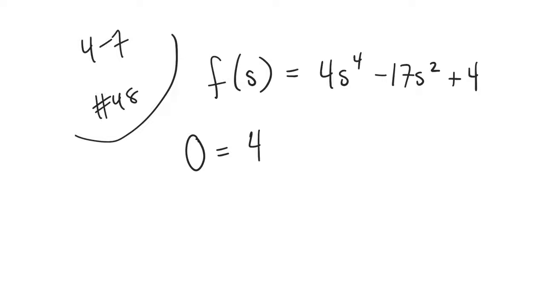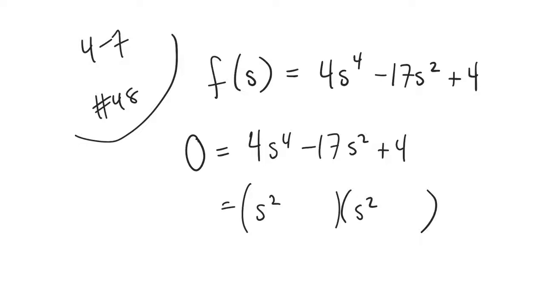So I have 4s to the fourth minus 17s squared plus 4. The key to this problem is that when you have something to the fourth power, it's really just s squared in both cases. But now we have to figure out, is it going to be a 4 there? Is it going to be 2 and 2? The key is to treat this like any other AC method problem. So still use AC method the same way.